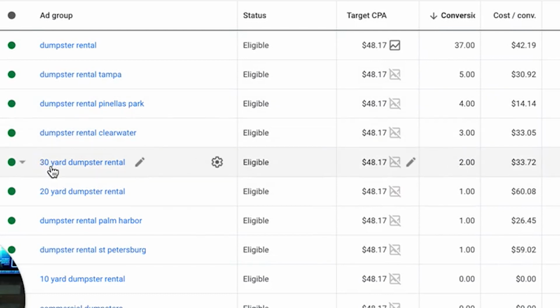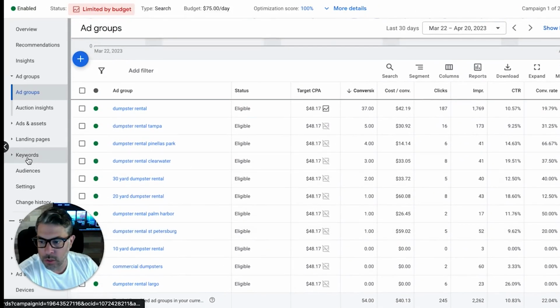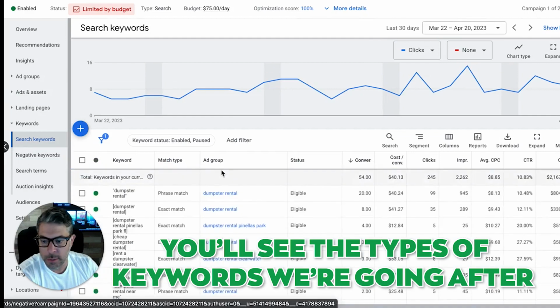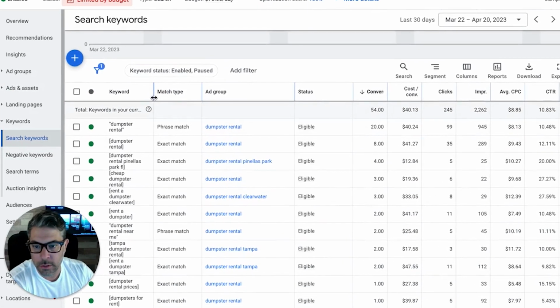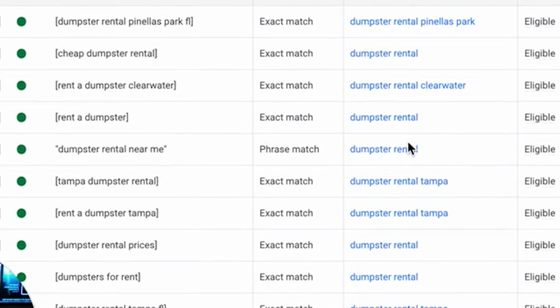So we got some good geo ad groups coming in here. And then we have our 30-yard dumpster one that got 2, 1 for the 20. So a couple trickling in. So not a bad 30 days. Now, if we go into keywords, you'll see the types of keywords we're going after. And we're only going after phrase and exact match.